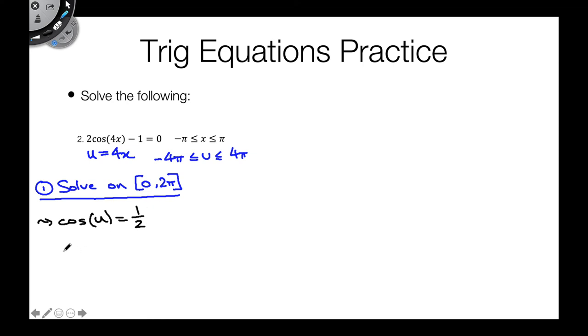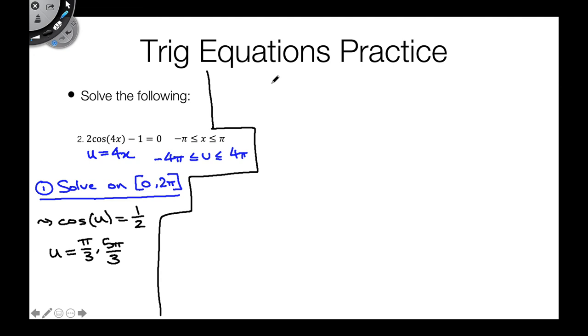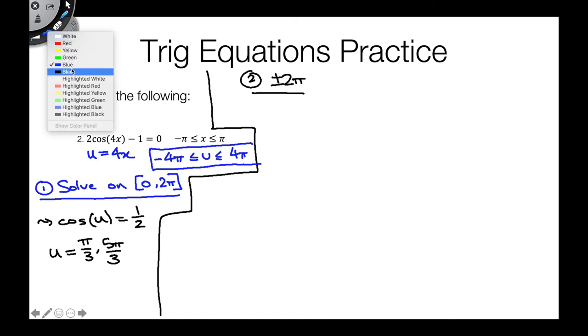If we want to find values of u that satisfy that, we will have pi over 3 and 5 pi over 3. Awesome. Now we can go on to our next step, which is going to be plus or minus 2 pi until we cross our domain. Bear in mind, we're not using this x domain here, we are using this u domain to work with this particular step. Just bear that in mind. So now we can go ahead and continue here.